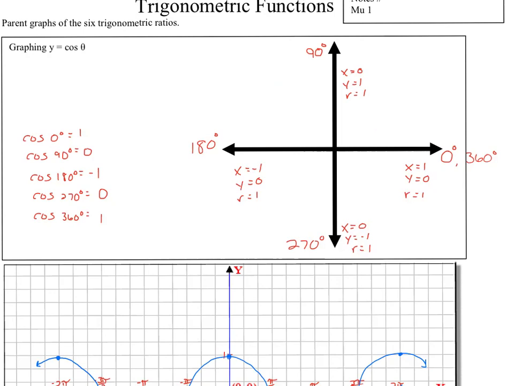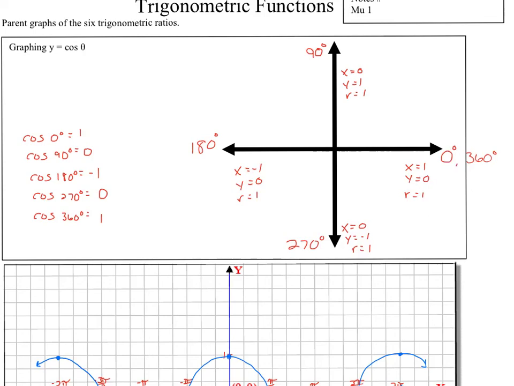Number 2, we're supposed to graph y equals cosine of theta. And this theta here could be anything. It could be a theta, could be an x, it doesn't matter. This is the same information I had from sine. I labeled my x, y, and r values at my quadrantal angles.